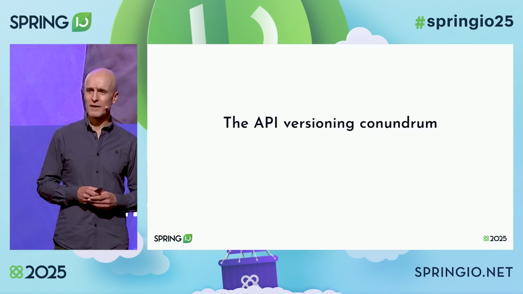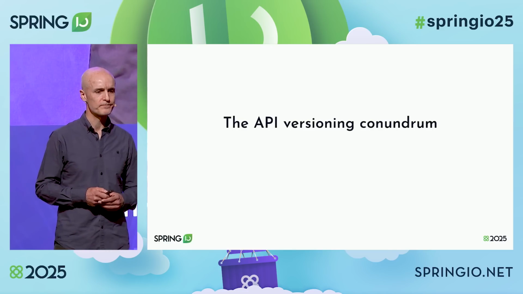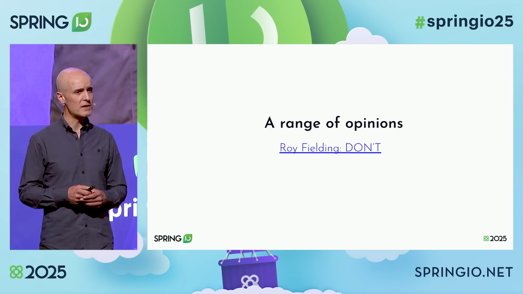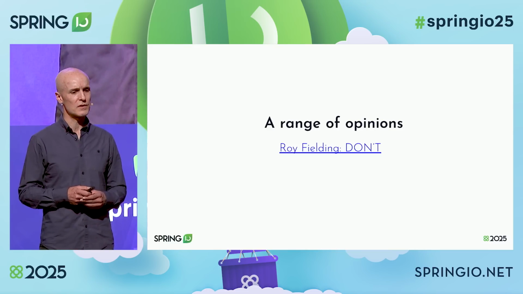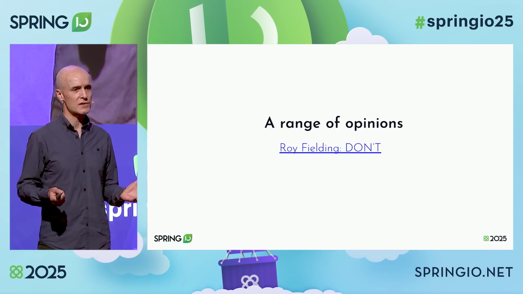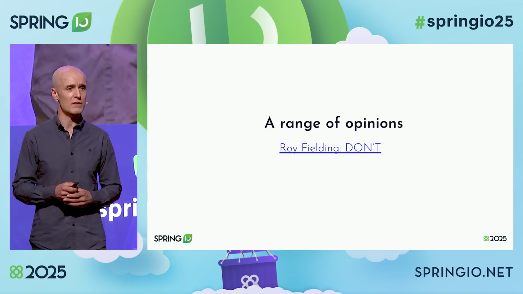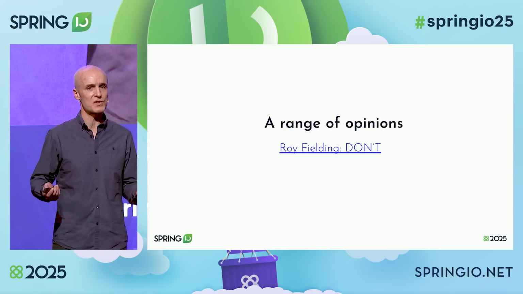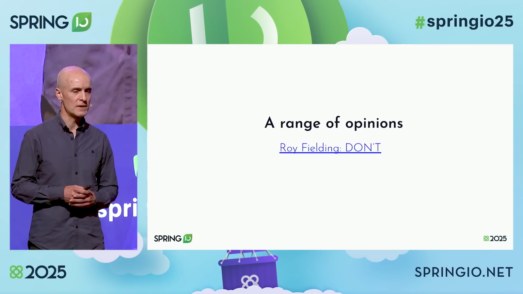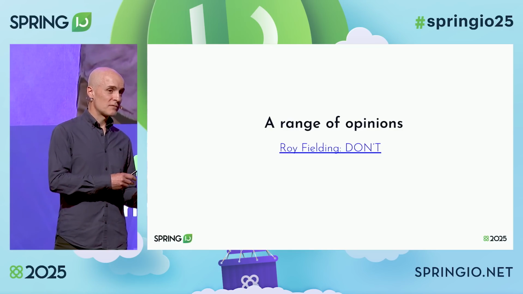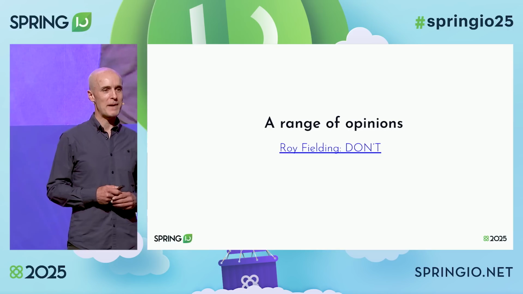Now, API versioning is one of these topics which is a bit hard to pin down. There is a range of opinions about whether you should do API versioning or not. And in fact, Roy Fielding says that you should not. Main point being that, if you use browsers, you don't see versions, so why should you have to version your application? Counterpoint, browsers and humans versus machine clients, not exactly a match.